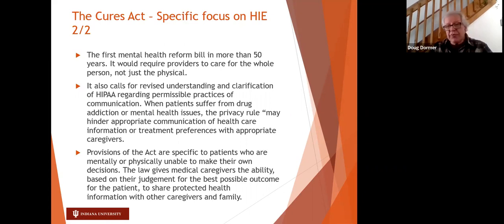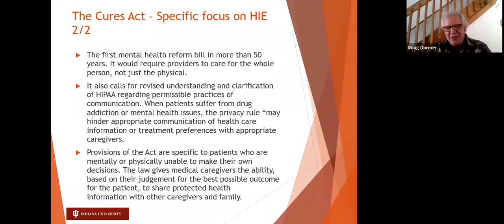It also calls for a revised understanding and clarification of HIPAA regarding permissible practices. Now, HIPAA, the Health Insurance Portability and Accountability Act, is another piece that fits within that Affordable Care Act discussion and high tech.